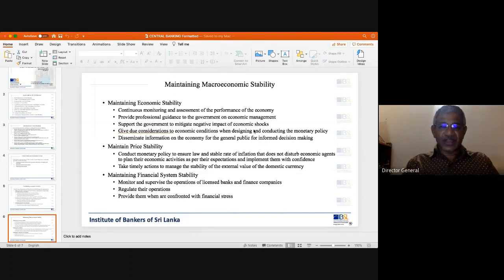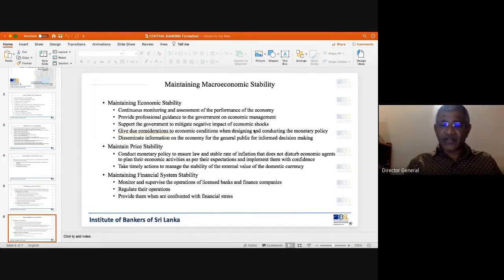Actually, it should be LOW, not LAW. It's a printing mistake from my side. It should be low, L-O-W. I'll make the correction later on. Low and stable inflation rate.